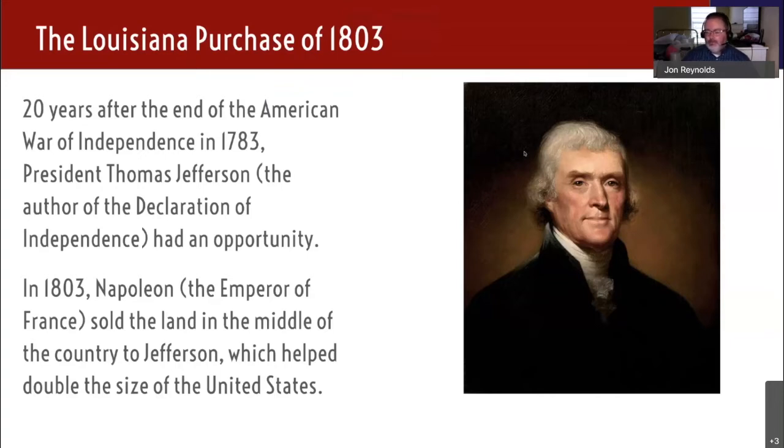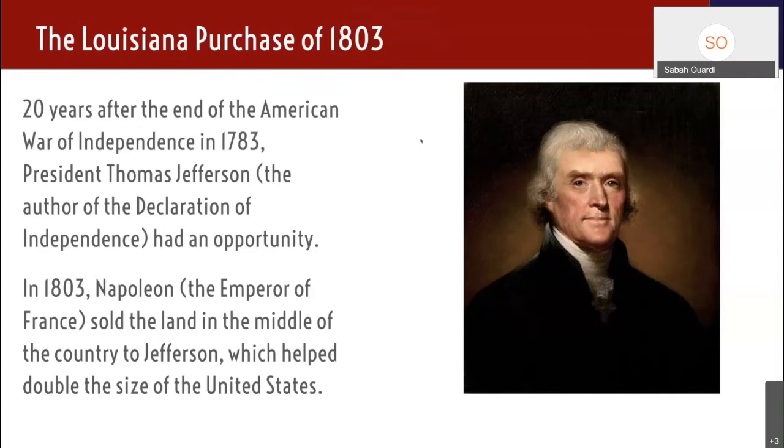Saba, would you do me a favor and read what's on the screen here for us? Twenty years after the end of the American War of Independence in 1783, President Thomas Jefferson, the author of the Declaration of Independence, had an opportunity. In 1903, Napoleon, the Emperor of France, sold the land in the middle of the country to Jefferson, which helped double the size of the United States. Okay, very good.